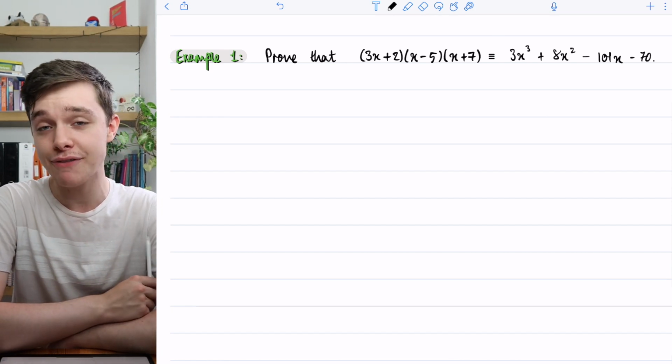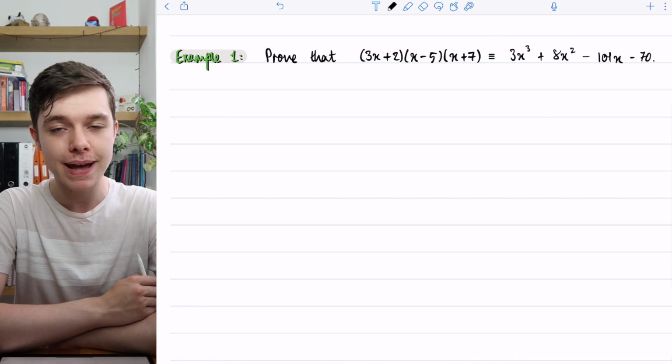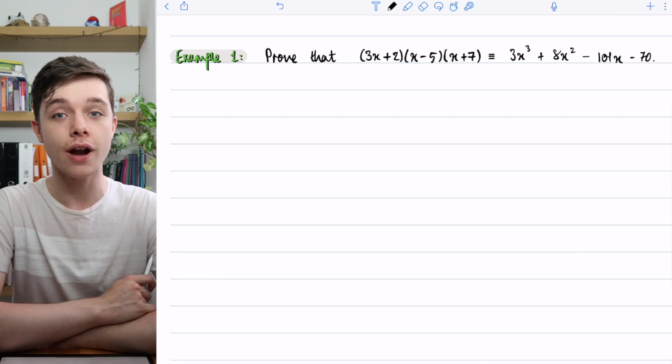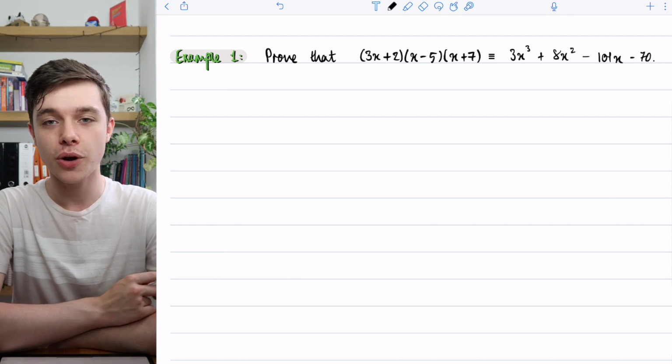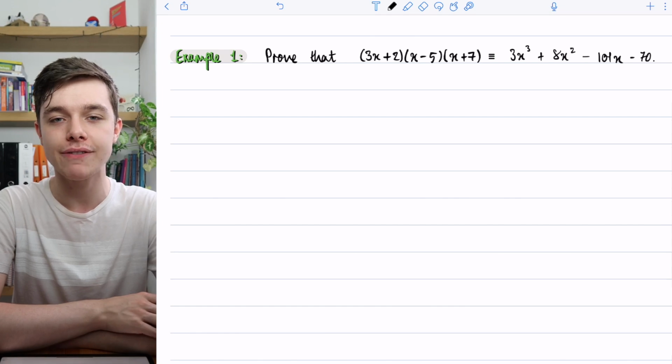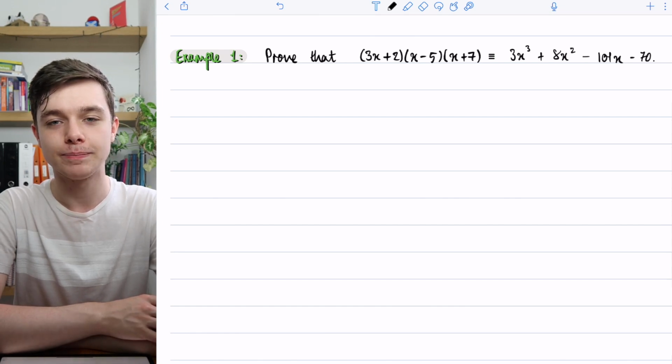So let's have a go at proving it. If you can expand the brackets, do some manipulation, and hopefully you get what you have on the right-hand side. So pause and have a go, and then I'll work through the answer.